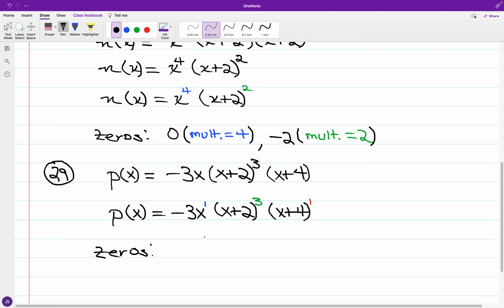And for what we have in the case of the zeros, for the first variable factor, that is x, and the negative 3 alongside it is just a numerical coefficient, just a constant multiple of x. So the variable factor we have x, and so we have 0, and since that x is to the first order, we have that the multiplicity is equal to 1. And for x plus 2, we have negative 2. And for that, we have the multiplicity is equal to 3.